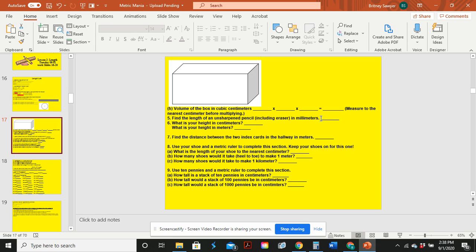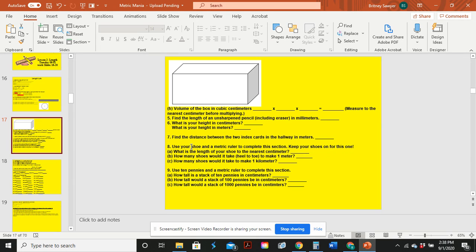Okay, you're going to take and you're going to find out what your height is in centimeters and meters. You're going to find the distance between 2 index cards in the hallway in meters. Okay, not necessarily the hallway, but what the distance is of 2 index cards, which I'll have and supply to you tomorrow. And those that did not get it today, just take and get some real life pictures on your iPad and see what that measurement would be.